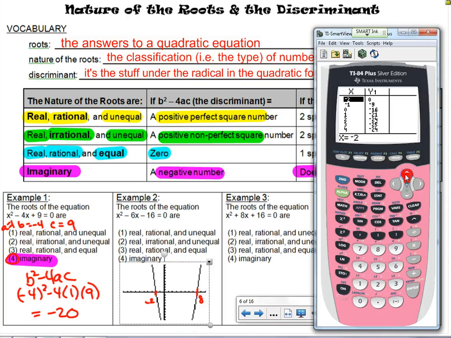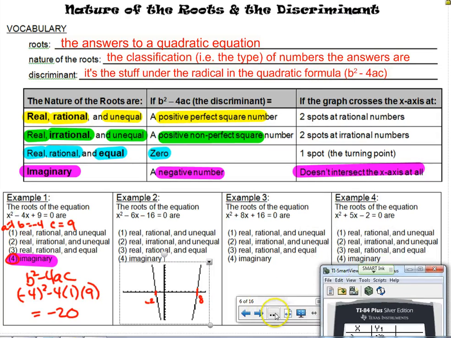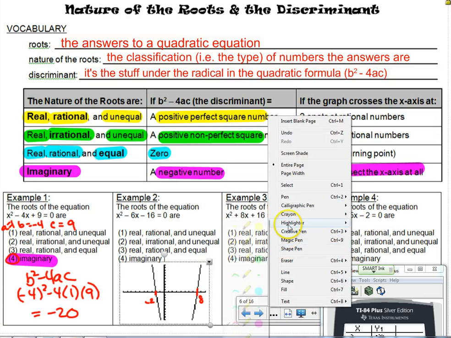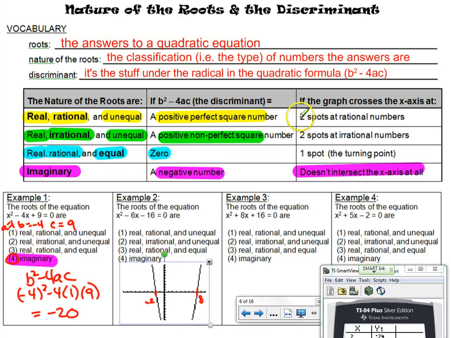And you can just check that -2 is hitting 0, which it is, and then you can check 8 to make sure that was right. And that is in fact right. So I can definitely tell that my answers are going to be -2 and 8. Those are real answers. They're rational answers, and they're 2 different answers. So if I go back to my graph here, if the graph crosses at 2 spots at rational numbers, then I know for a fact we're going to have real, rational, and unequal.